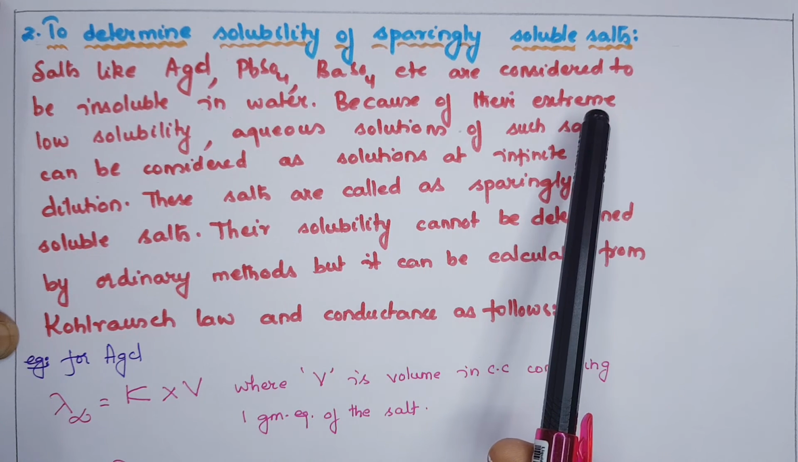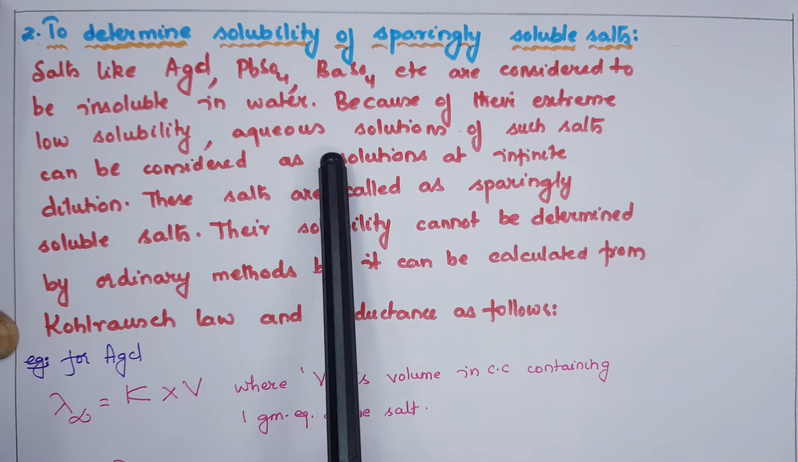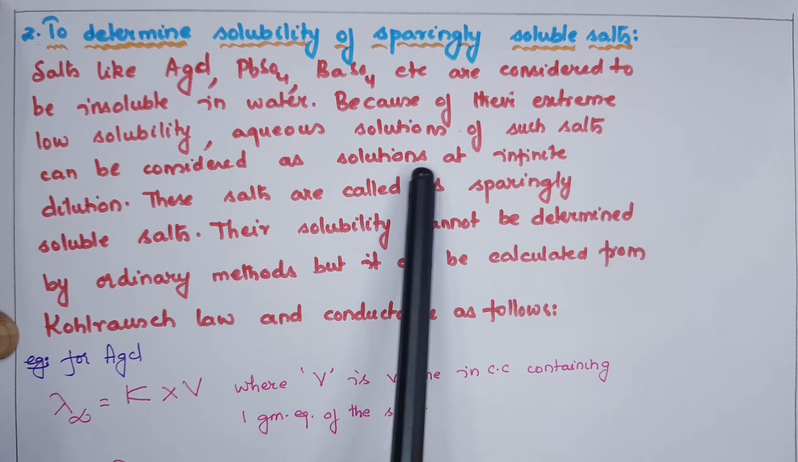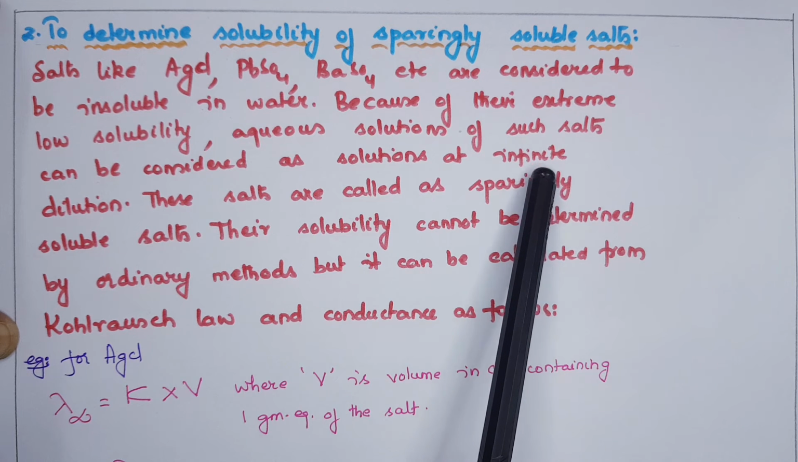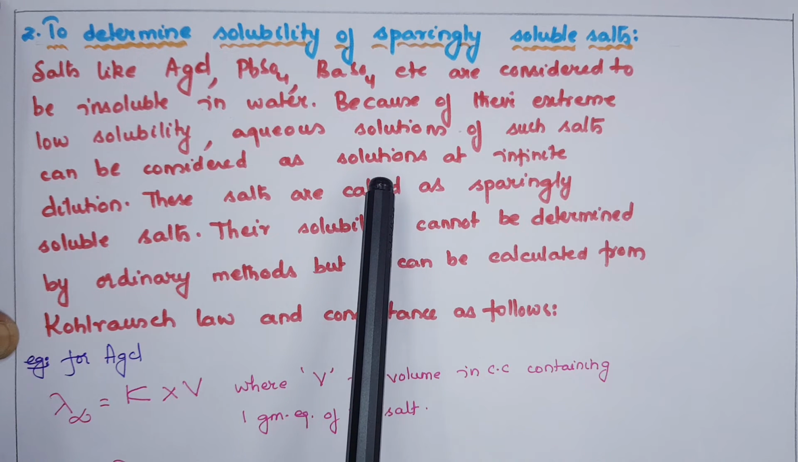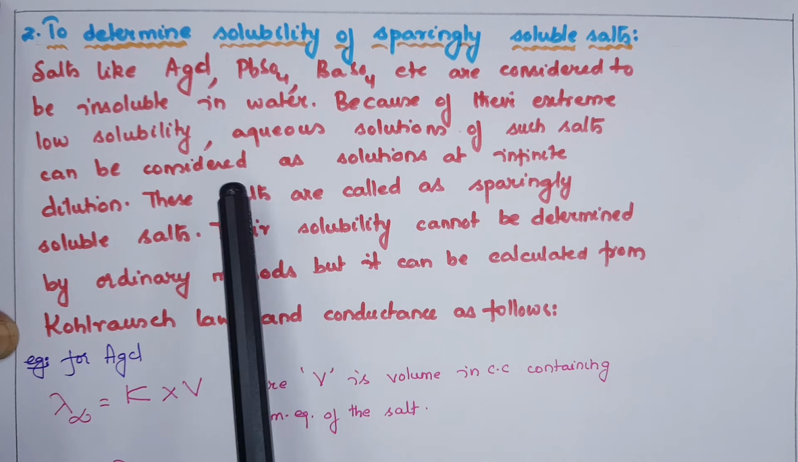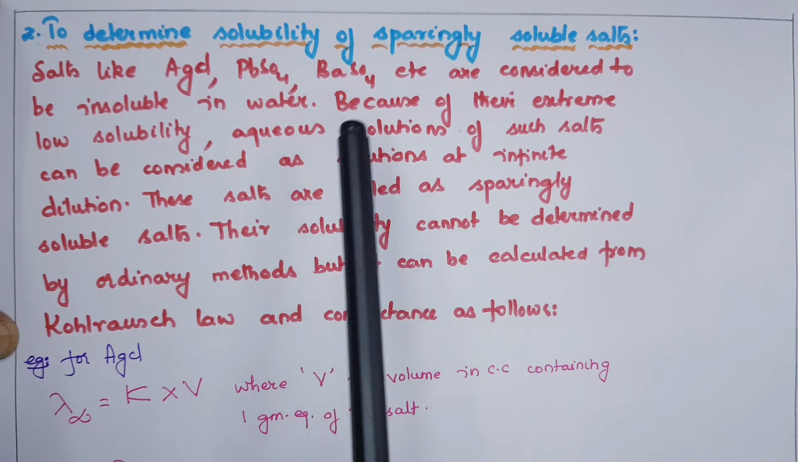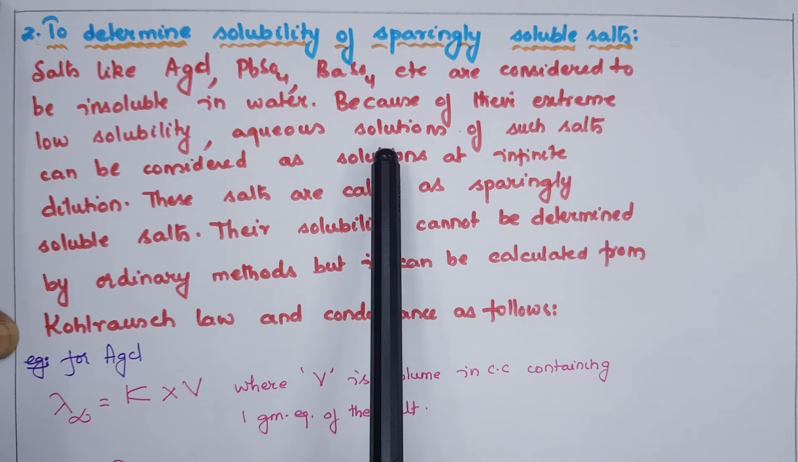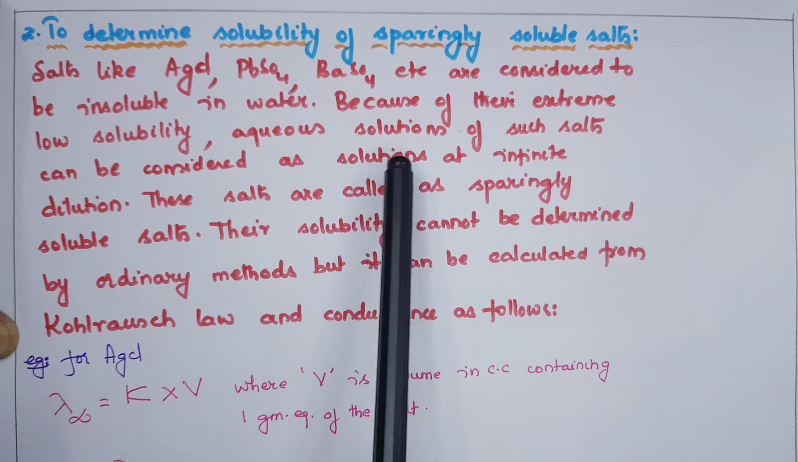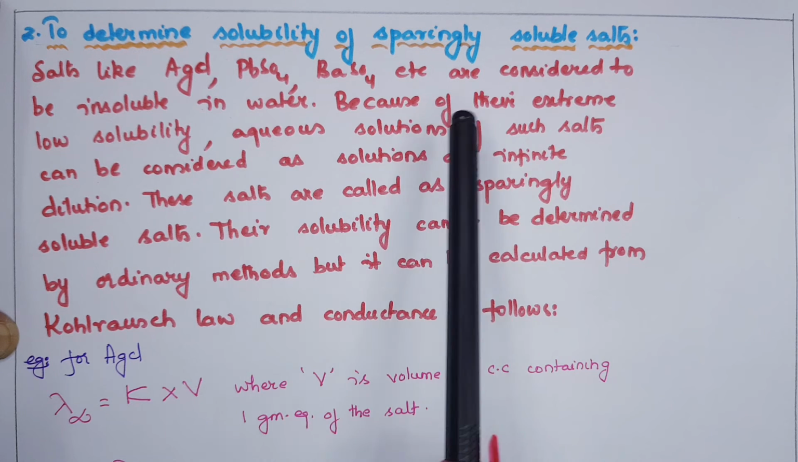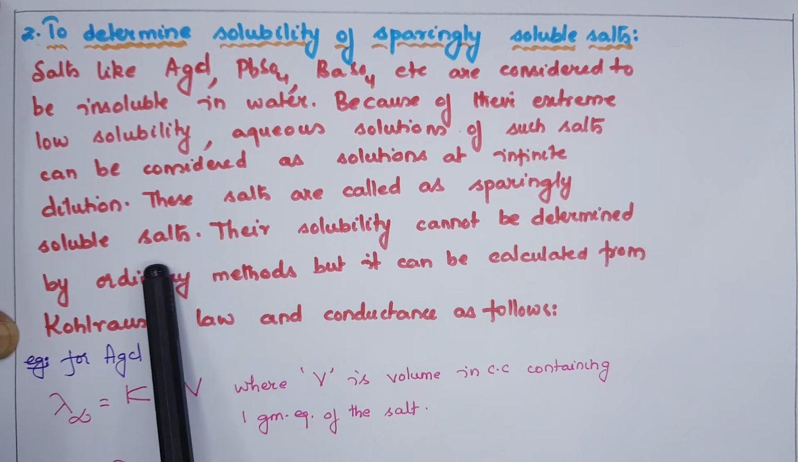Because of their extreme low solubility, aqueous solutions of such salts are considered to be solutions at infinite dilution. They are not completely dissolving in water, students. So add some water to these salts like silver chloride, lead sulfate, barium sulfate. Such aqueous solutions are considered as solutions at infinite dilution. So they are sparingly soluble salts.